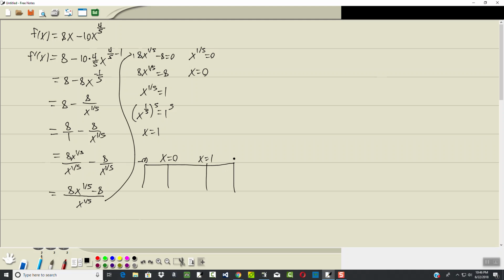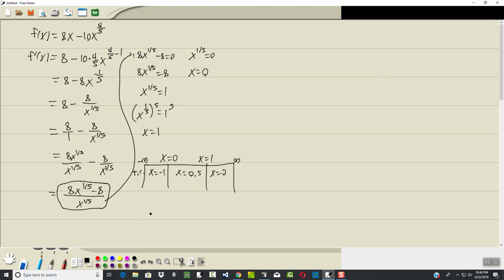Over here is negative infinity, over here is positive infinity. I want to choose test cases. Something between negative infinity and 0, like negative 1. Something between 0 and 1, like 1/2 or 0.5. Something greater than 1, like 2. We want to plug those into our derivative. I'll plug them in probably here.